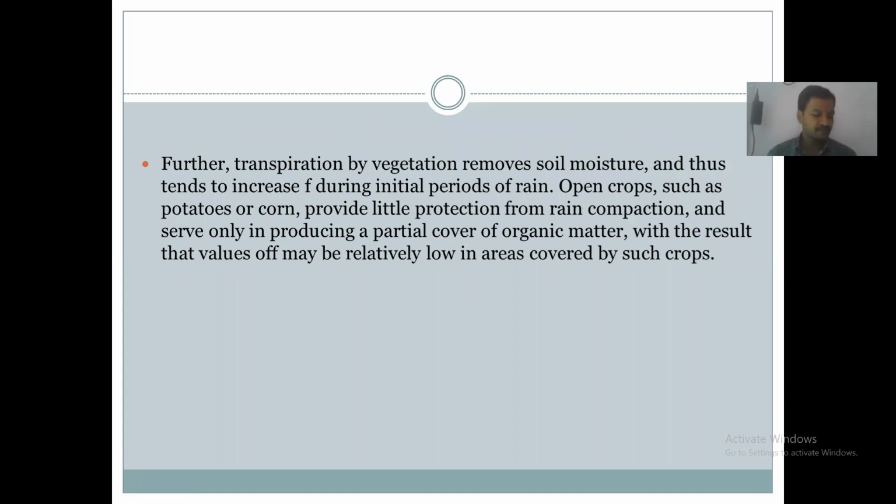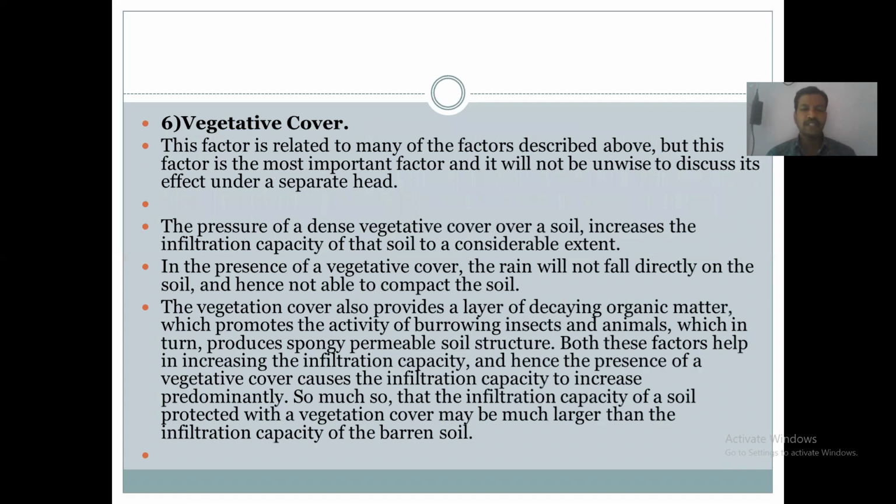Then the sixth factor is vegetative cover. Vegetation cover means grassland, whether grass or trees, plants covering the ground surface. The presence of dense vegetative cover over the soil increases the infiltration capacity of the soil.